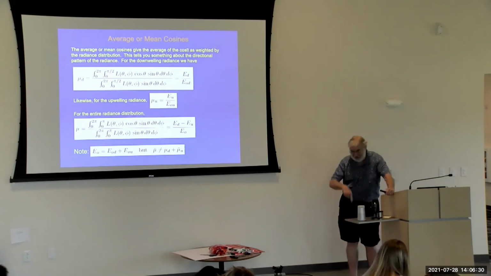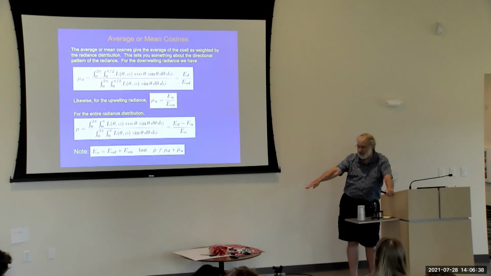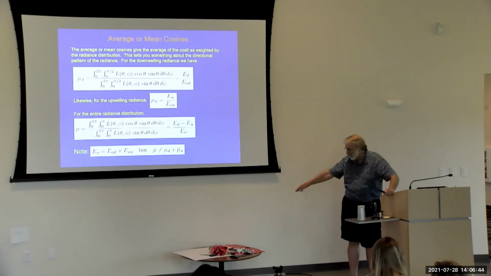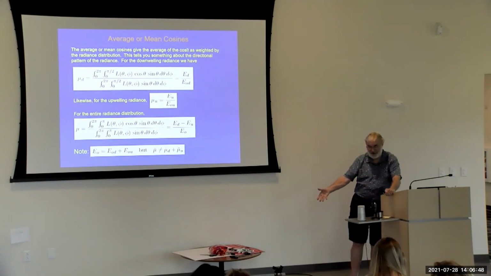Now, if all the light's going straight downward, theta's 0, so cosine's 1. If the light was going out here at 60 degrees, cosine of 60 is 0.5, so that if all the light was going at a 60-degree angle, then the average cosine would be 0.5.